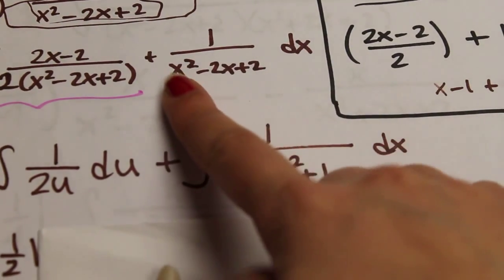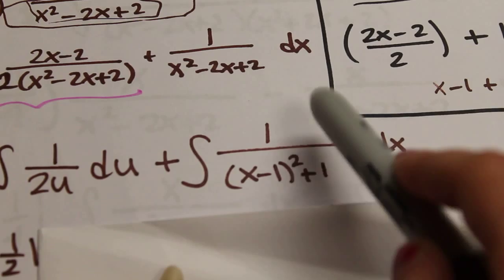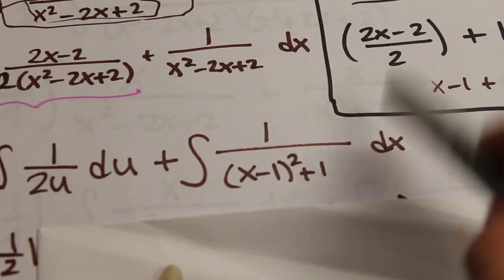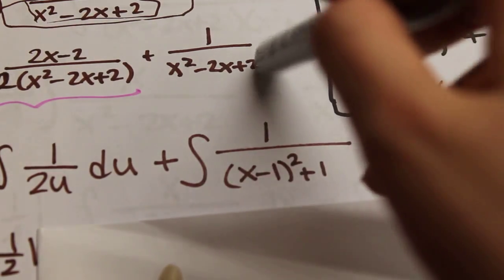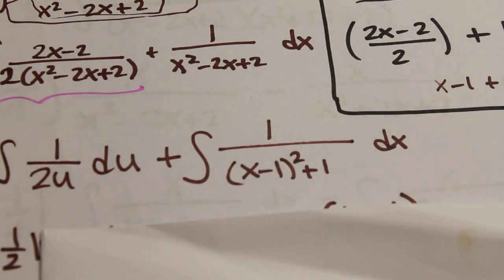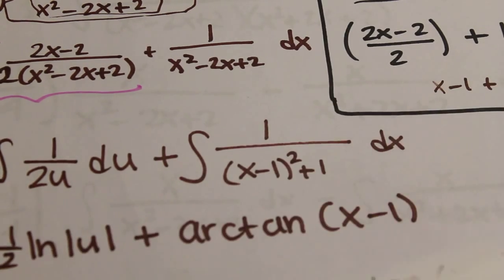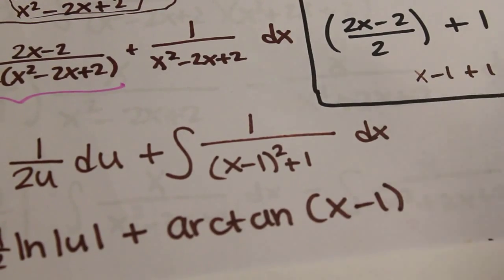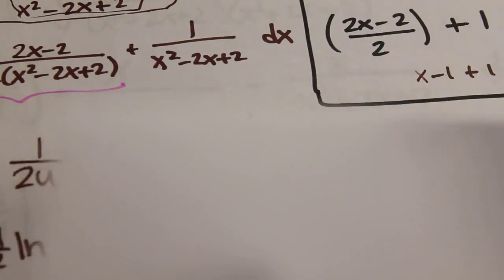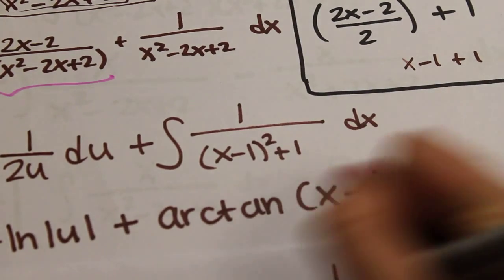The second part, I didn't know what to do, so I just completed the square. So I got x minus 1 squared plus 1, and then 1 all over that. And if you look at this long enough, you can tell that it is actually the arctan of x minus 1. And if you're not convinced by that, I can just do a substitution to prove that.